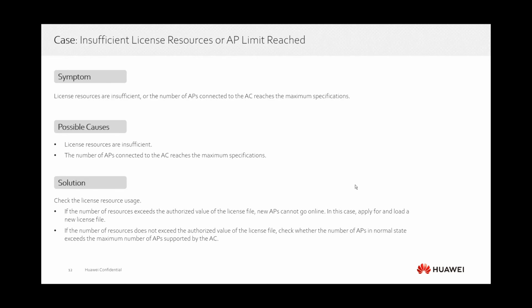If the number of resources does not exceed the authorized value of the license file, check whether the number of APs in normal state exceeds the maximum number of APs supported by the AC. If the number of APs managed by the AC exceeds the specification, replan the network properly based on the number of APs that can be managed by the AC.